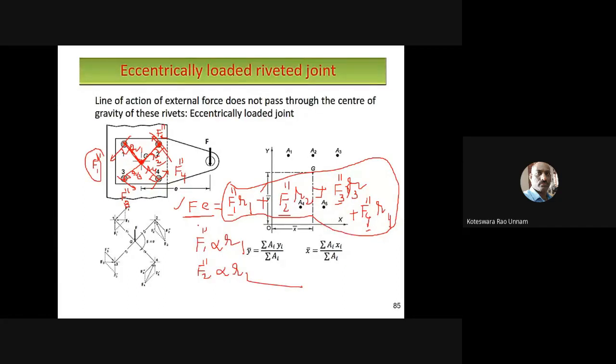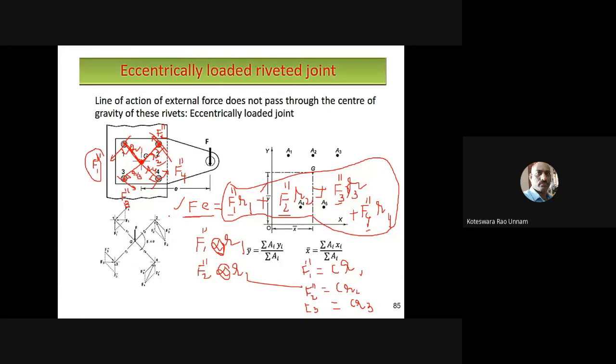And if I assume something like that, whatever the proportionality constant is, I'll fix that as some C. Let us say, if I remove that proportionality symbol, I can write F1 double dash as some constant C into R1. Then F2 double dash is also C R2, because the proportionality constant is the same for all the rivets. Similarly, F3 double dash is nothing but C into R3. Like that, I can generate the required number of equations now.